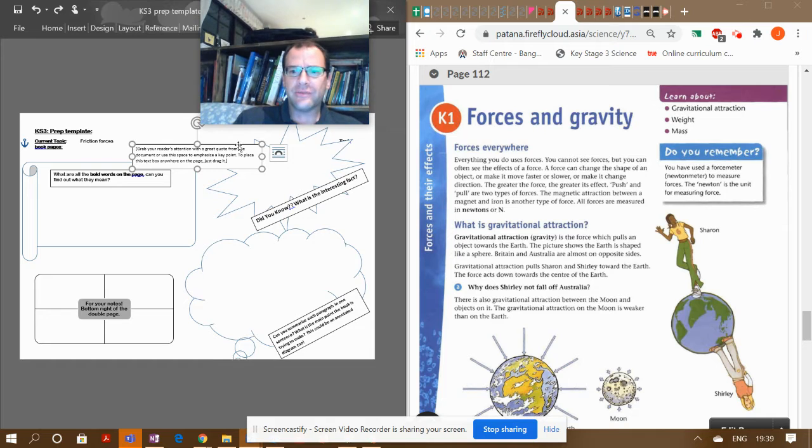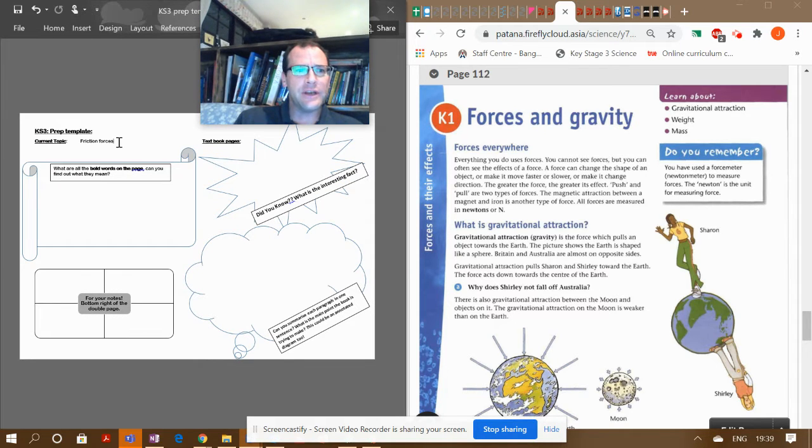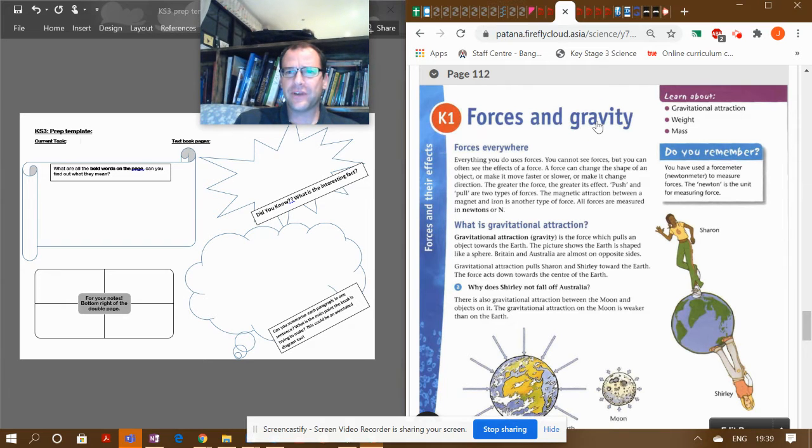So how do you make good notes from the textbook then? Every time I set you this video, you can have a look, and you can look at this template as well. I'll set this as a homework too. Key Stage 3 prep template. First of all, we look at the title, Forces and Gravity. So forces and gravity goes in the current topic. Next box, what are all the bold words on the page? Can you find out what they mean?